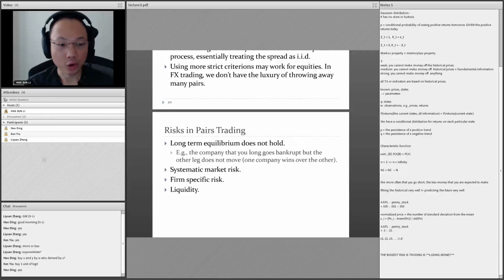Okay, so the worst scenario that could happen is, let's say you buy A and sell B. When you buy A and then the company goes bankrupt, and B does not move, then you lose a lot of money in your pairs trading, right? And likewise, when you buy A and sell B, and then B skyrockets, you short B, but B's price keeps going up, and A goes bankrupt, then that's the worst thing that could happen. But that does actually happen, right?